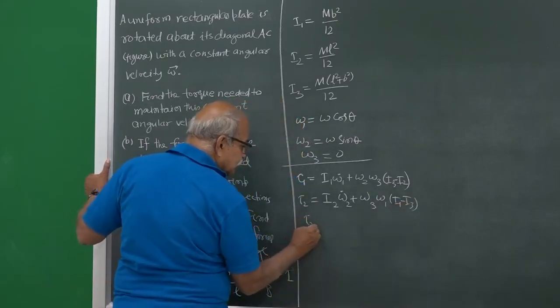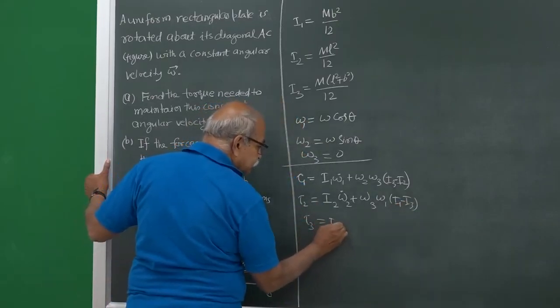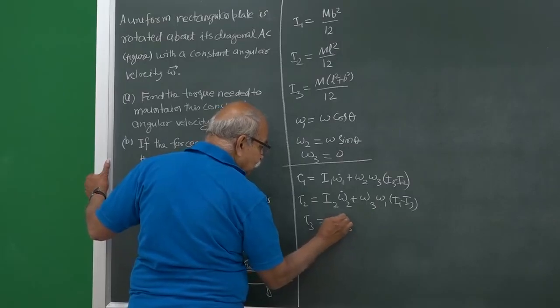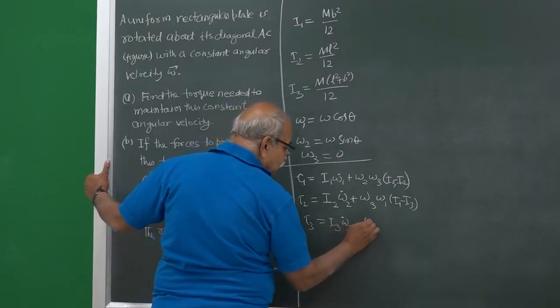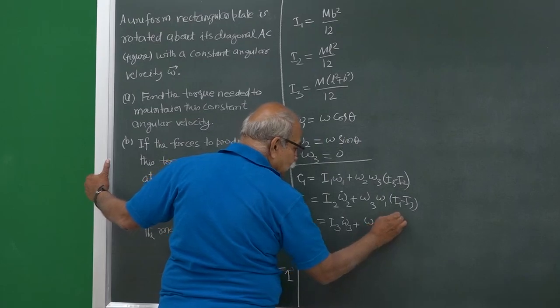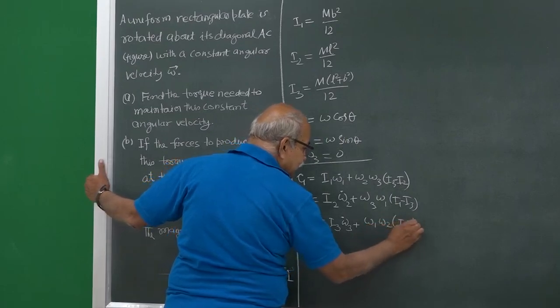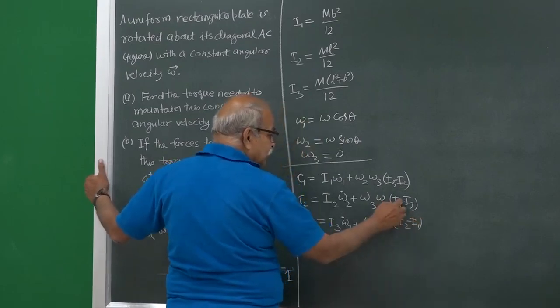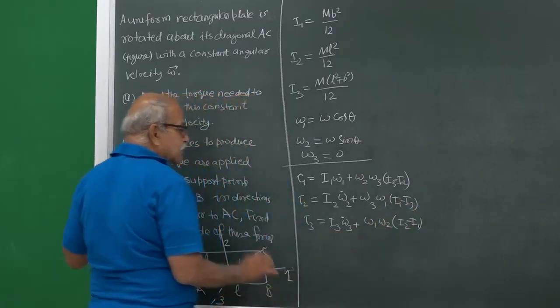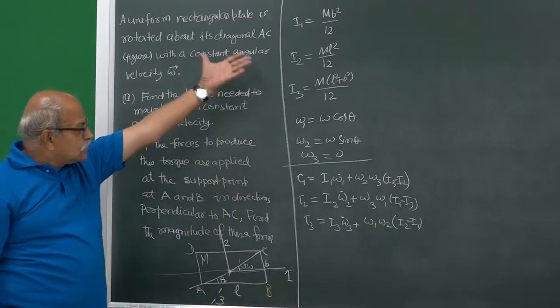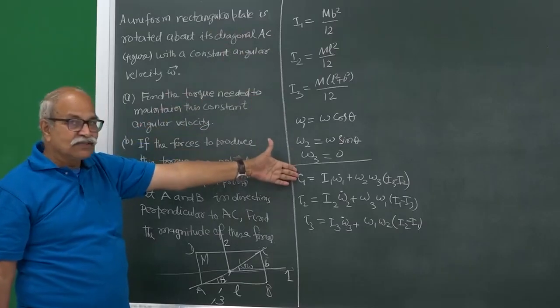Then tau 3 is equal to I3 omega 3 dot plus omega 1 omega 2 into (I2 minus I1), where 1 becomes 2 and 3 becomes 1. So, these are our Euler equations. Let us use these quantities here.